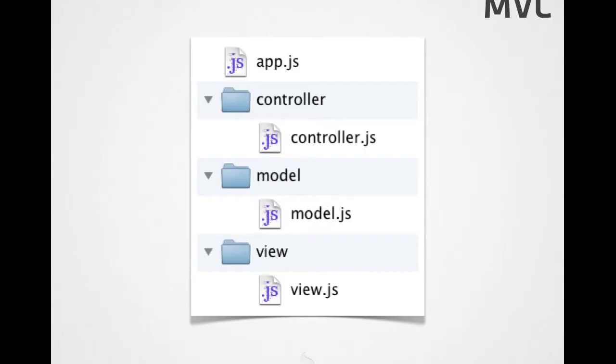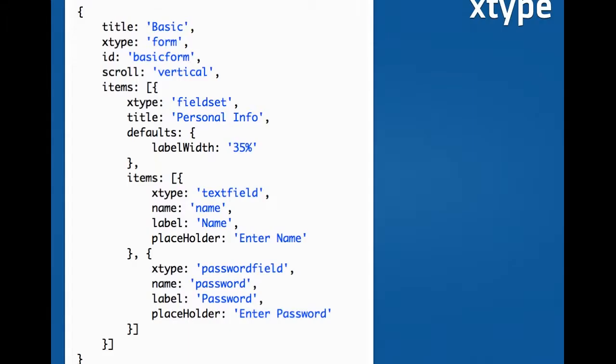Applications built around Sencha use the MVC architecture. We'll go into more details about this in a minute. But the root, or your main, if you will, is inside the app.js. The models, views, and controllers are stored inside their respective folders.